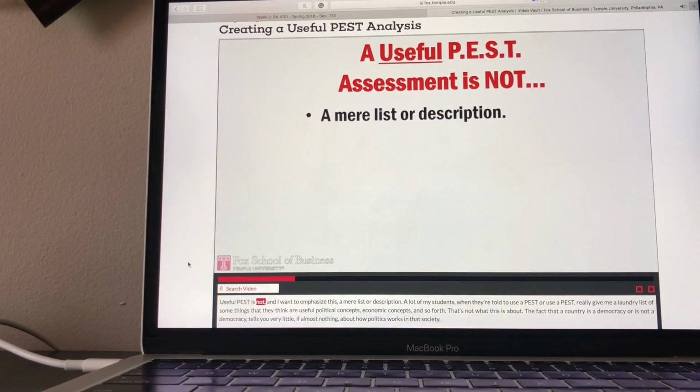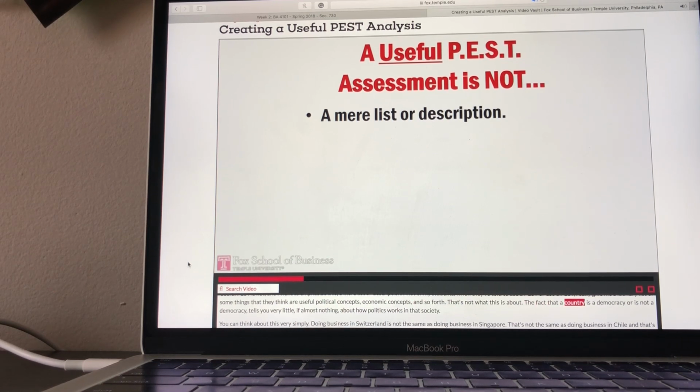A useful PEST is not, and I want to emphasize this, a mere list or description. A lot of my students, when they're told to use a PEST, merely give me a laundry list of some things that they think are useful, political concepts, economic concepts, and so forth. That's not what this is about.